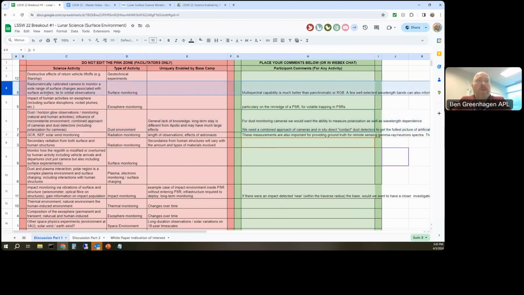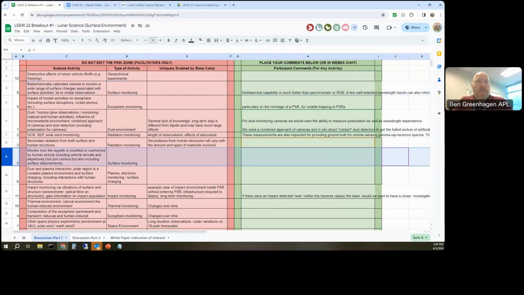Eighth was calibrated cameras to monitor the wide range of surface changes that would be associated with activities, from the astronauts moving around and the vehicles moving around to what the effect is after many diurnal cycles of these structures being on the surface.